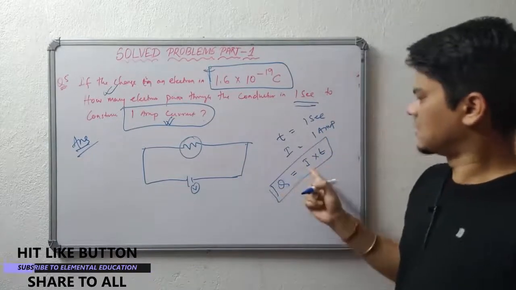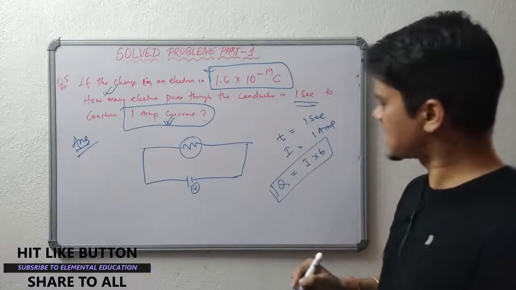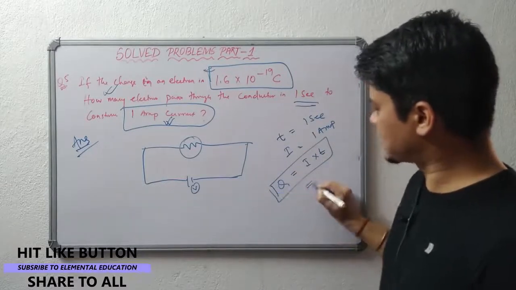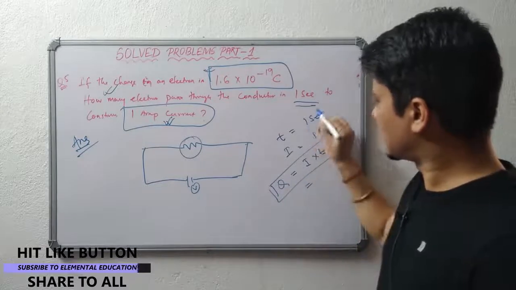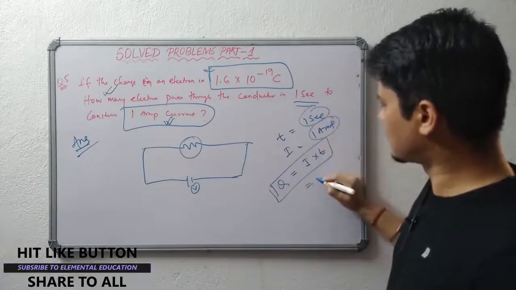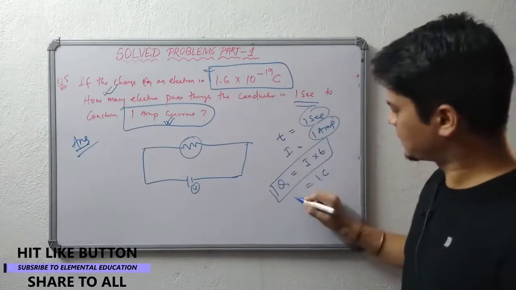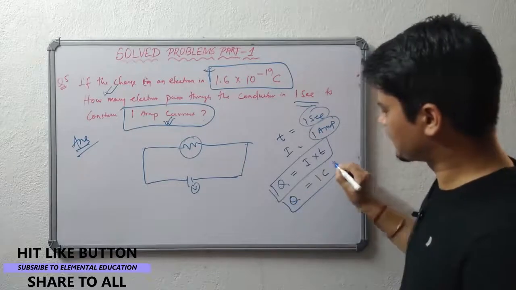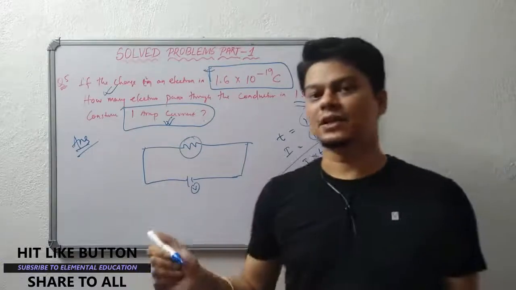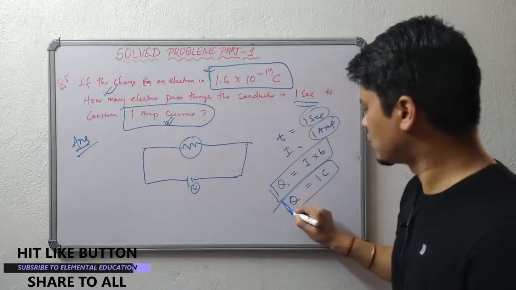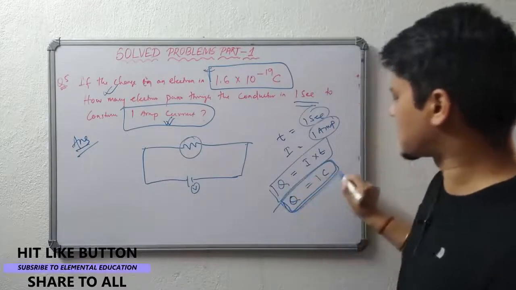Current into time is the number of charge. Here Q, let's find Q. Q is 1 second into 1 ampere equal to 1 coulomb. Q equal to 1 coulomb. So indirectly the question says we have to pass 1 coulomb of charge.